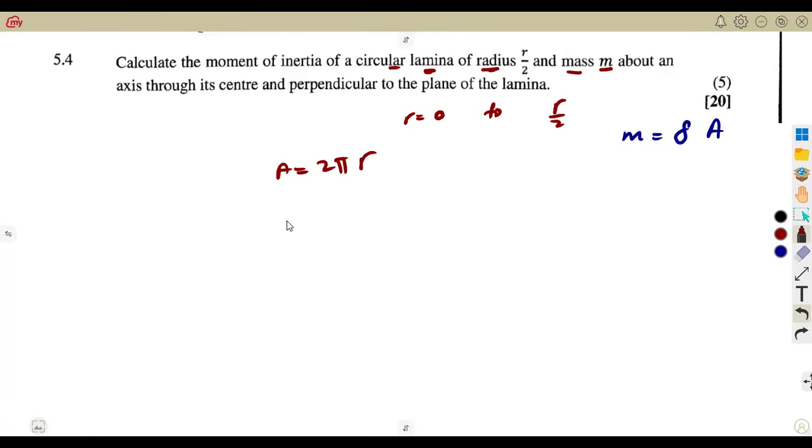Remember the area of a circle, 2 pi r. So we consider the area density, not the volume, in that case. We're going to calculate our moment of inertia from 2 pi, the area density, times the area, but the area has to be considered in terms of the integral.